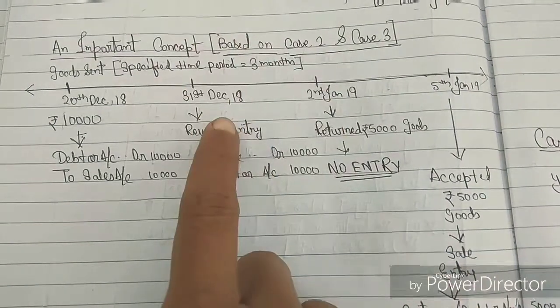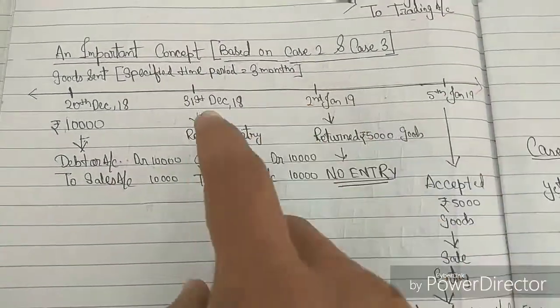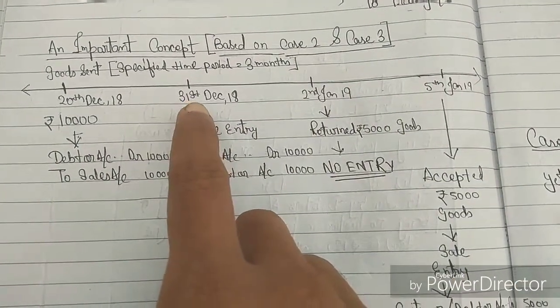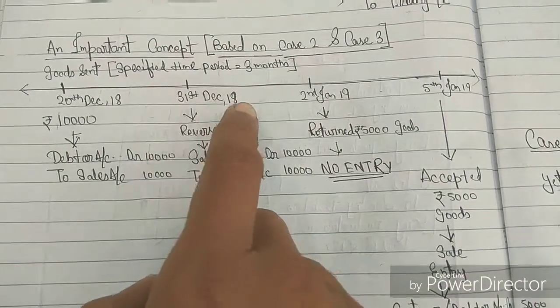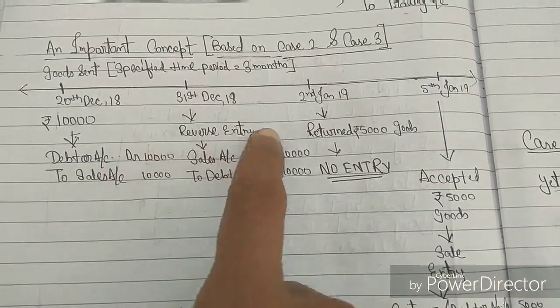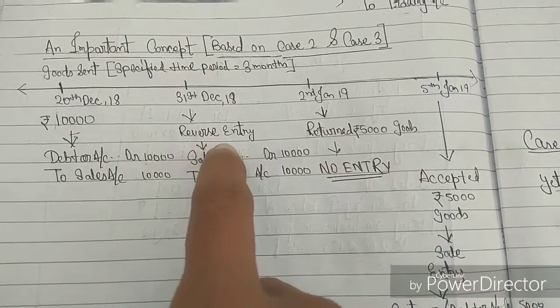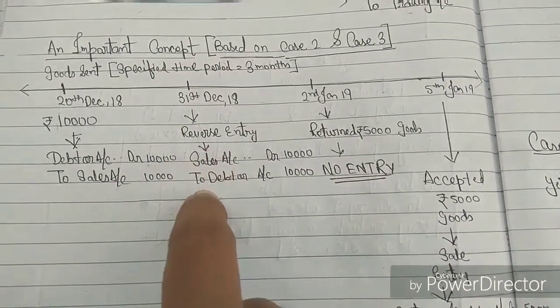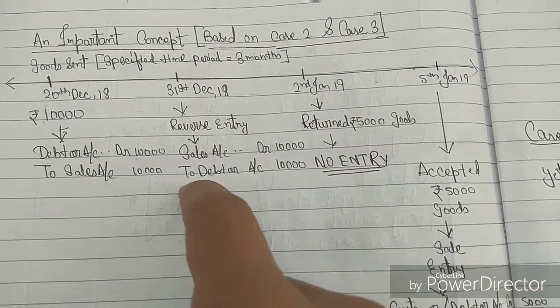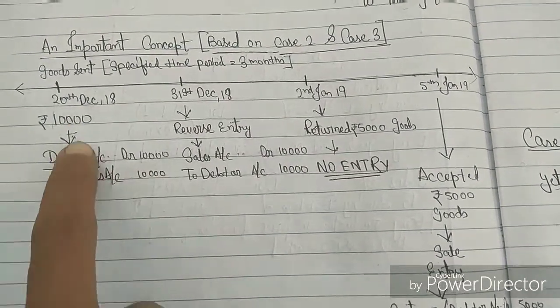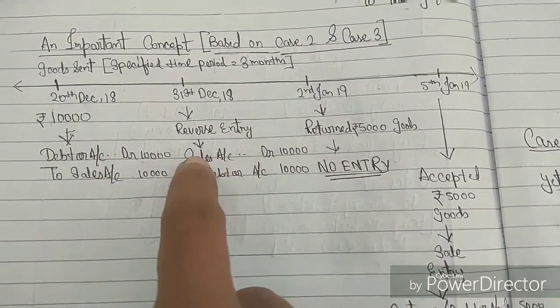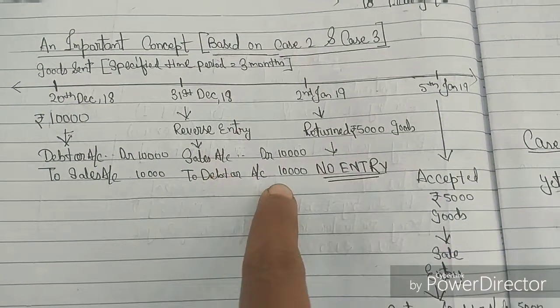Okay. And on 31st December, when the year ends, what will he do? Will he record it as sales? No, because he has not got the approval from the customer. So as we learned in case 6, we have to pass a reverse entry, and the entry will be sales account debit to debtors. Earlier sales account was credited, so we have to debit sales to reverse the effect.